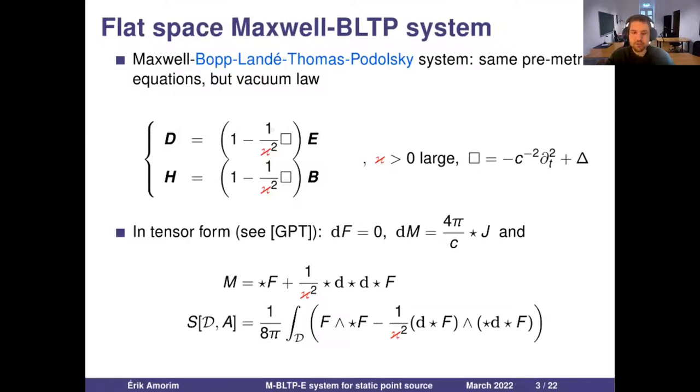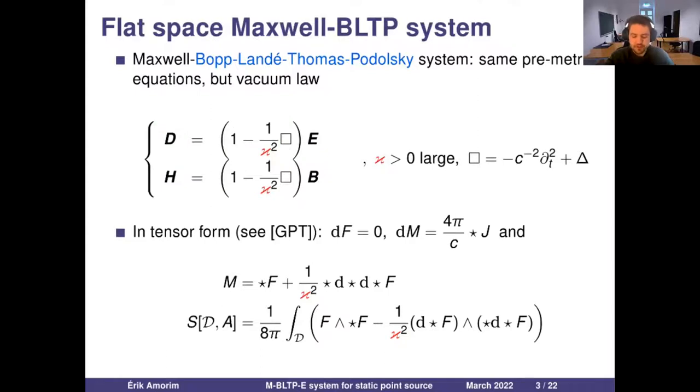There's a new constant. You can think of it as maybe a new constant of nature. It's this kappa. It has a dimension of 1/length. And it's supposed to be a really big constant, so that 1/kappa is really small. So the relation between, for example, D and E is D is equal to E minus a small multiple of box E, where box is the wave operator. There is a reason for this particular law.